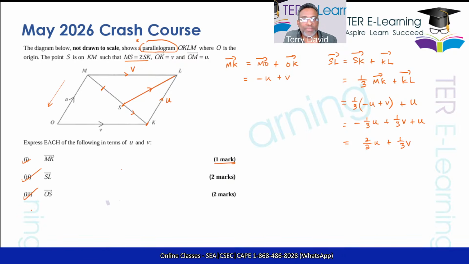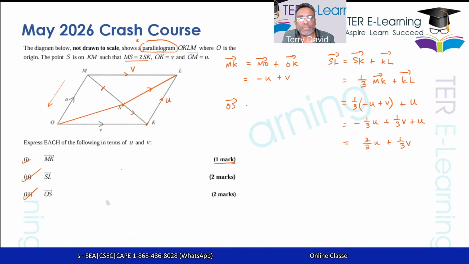The next thing we want is the vector OS. So the vector OS here is this line here. That's the vector OS. So how do we get OS? If you look at the diagram carefully, we can go from O to S. I can find a shorter route to get it. So I can go from O to K, and then from K to S. So plus KS. That's one route I can take to get there. Now the vector OK is equal to V plus the vector KS.